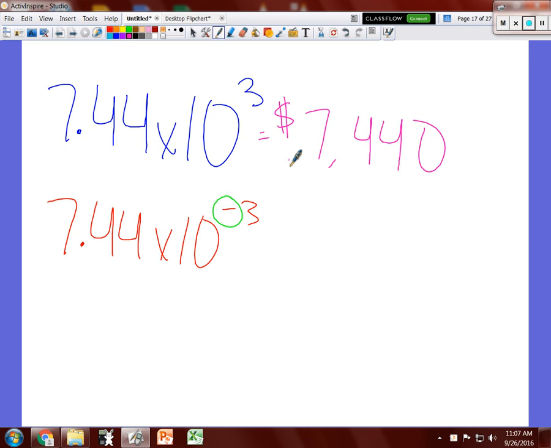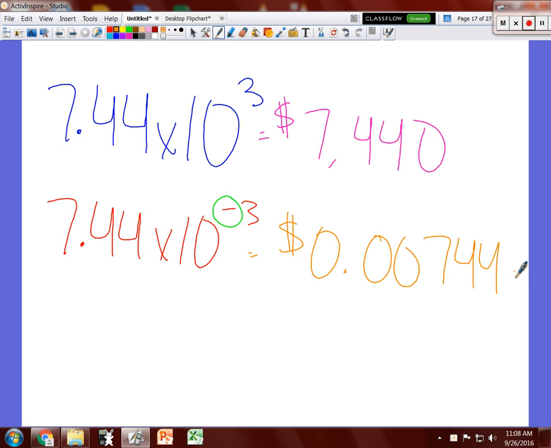Absolutely you would. Now, the alternative to that is if you look at that red number down there, you know that because it's a negative exponent, how is that number compared to 1? Less. Well, what direction does that decimal move to be less than 1? Left. So then this turns into 0.00744. None of you want that amount of money.